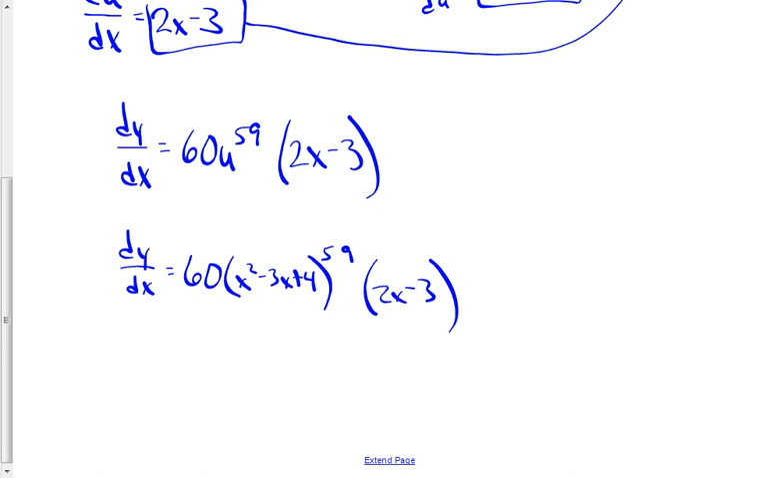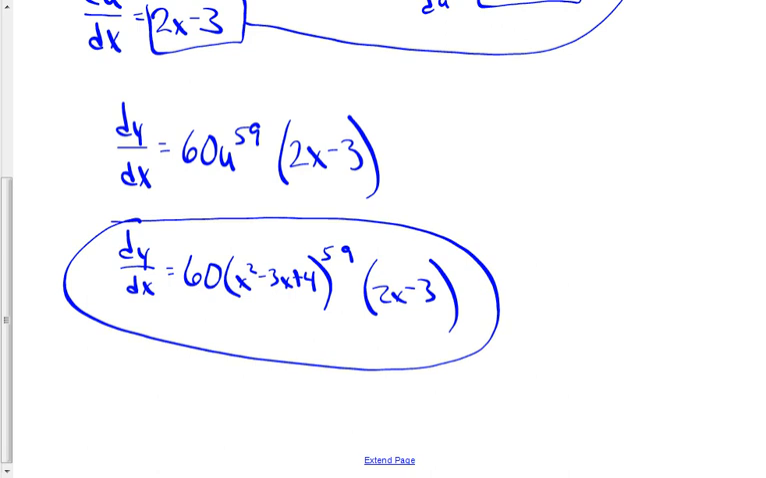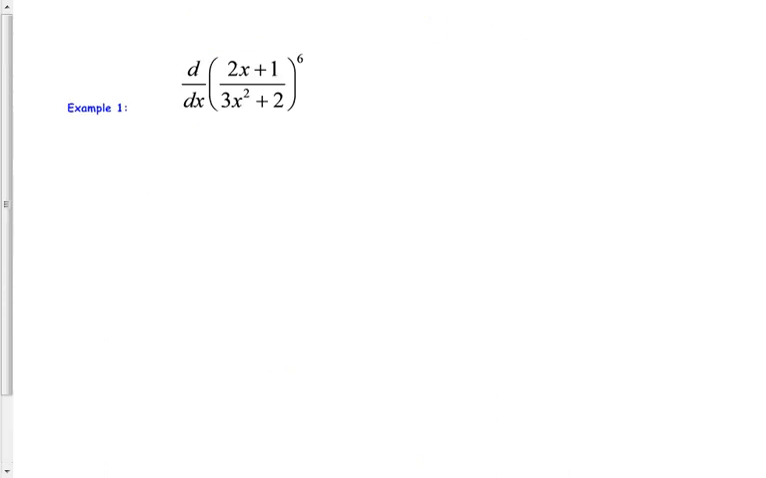How are we doing? What's up? That is the final answer. I'm not going to spend a lot of time. You'll notice with chain rule, we're not going to spend a ton of time simplifying answers, especially when the functions get weird. Okay? All right, so let's go to this next example.